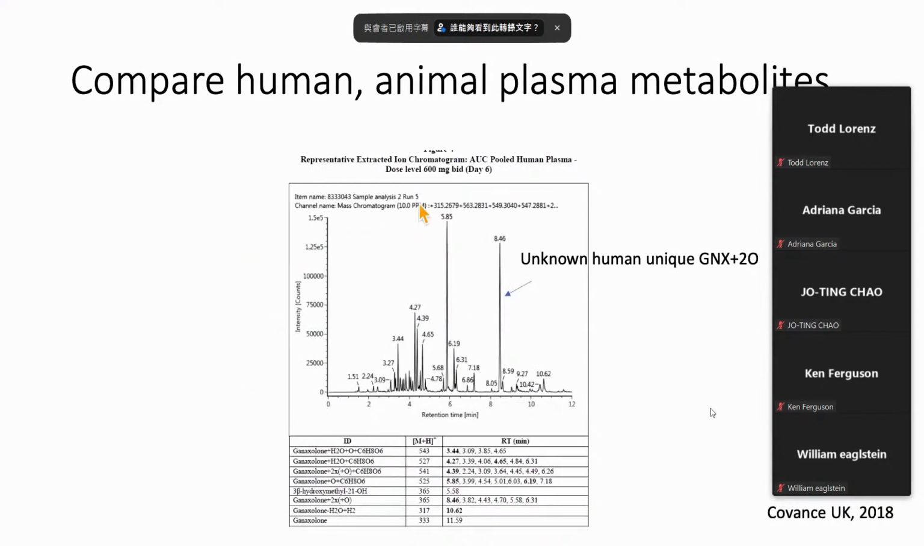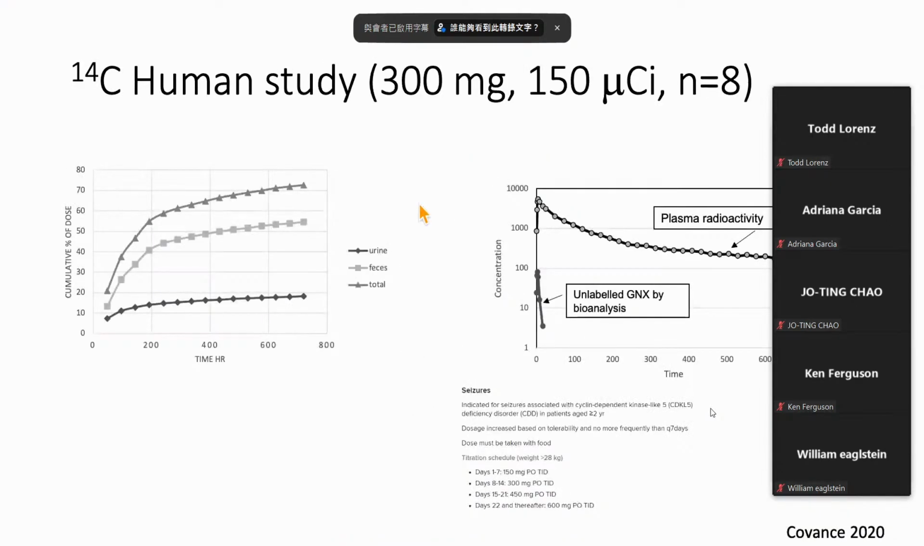But when we did our first in-man studies, we compared human and animal plasma, work done at Covance in 2018. We found an unknown human unique metabolite that looked like it was due to a double oxidation. And so FDA said, you guys have to do a carbon-14 study. And so they started that in 2020. And they dosed 300 milligrams of drug, 150 microcuries to 8 male volunteers. They collected excreta and blood out to 30 days.